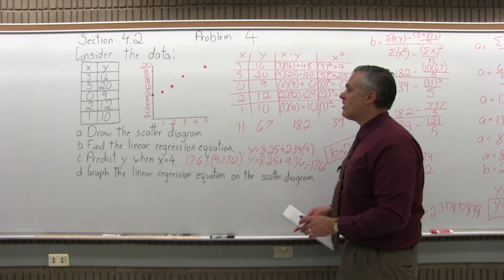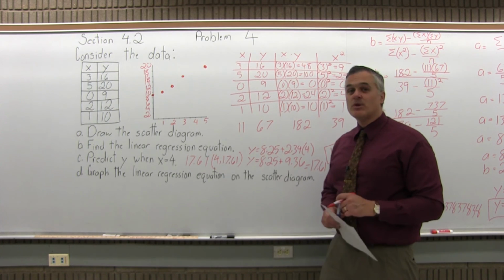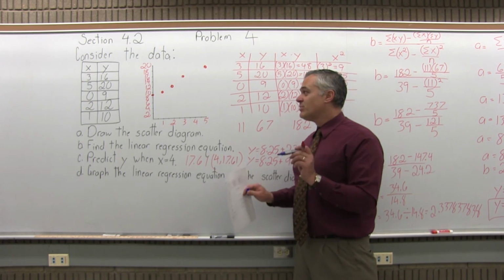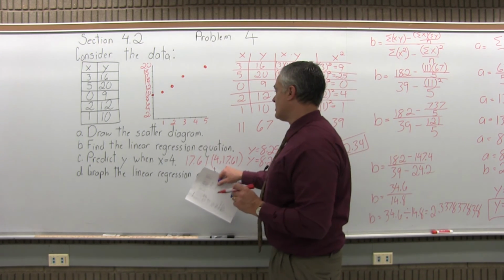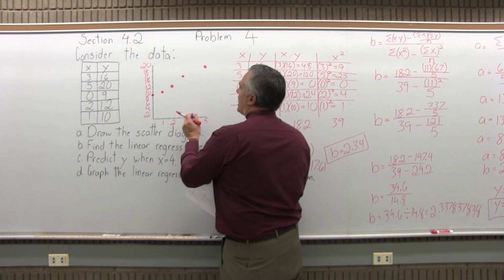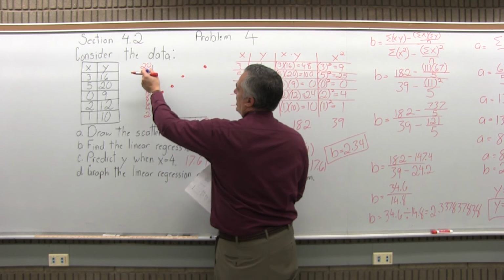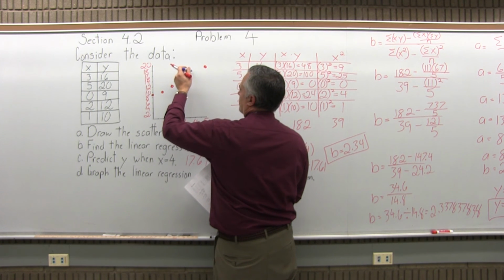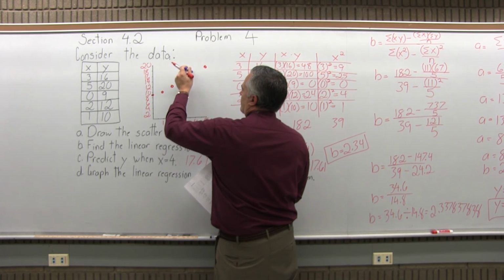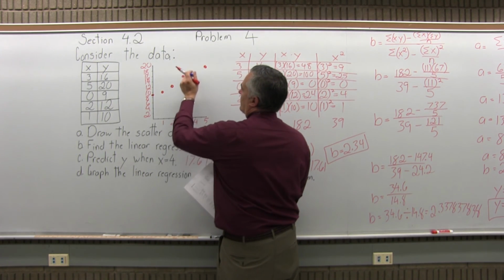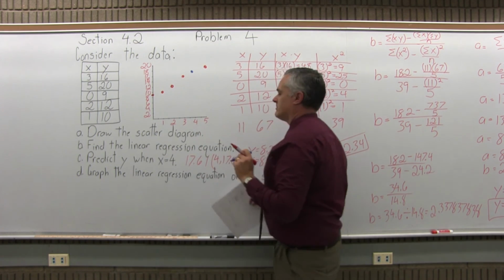So let me put that on my scatter diagram. I'm going to put it on in a different color just so it doesn't blend in with all the other dots that are the same color. So if I go over 4, up 17.61, so between 16 and 18 is 17. Figure 17 and a half is 3/4 of the way. That's pretty close to being over 4 and up 17.61.